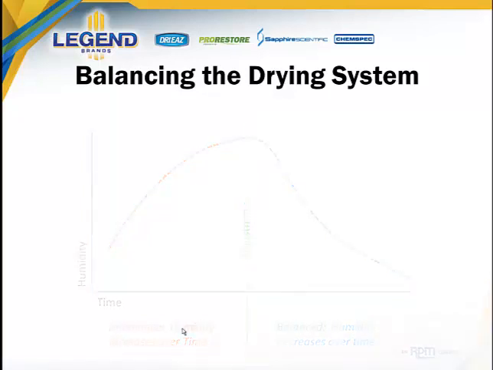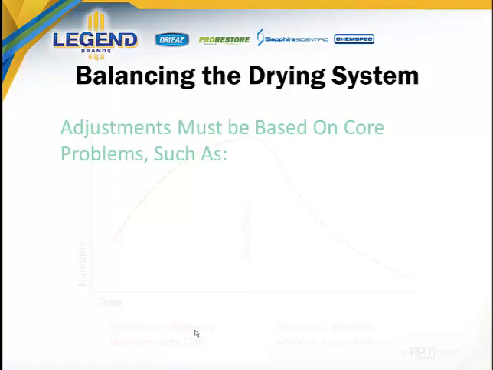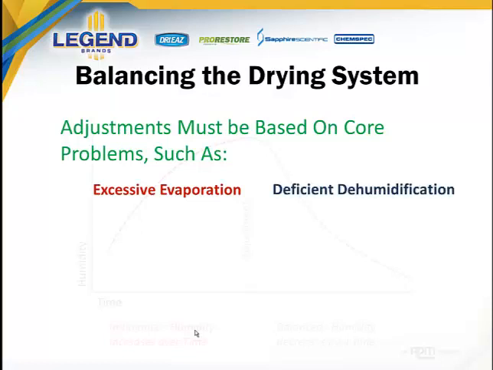There are two reasons or two areas that are going to cause humidity to be increasing at an uncontrolled rate. That uncontrolled increase over time can be due to excessive evaporation, or it can be due to deficient dehumidification. Because most restorers automatically look at the dehumidification side and add dehumidification to address the problem, let's not look at that first. Let's look at excessive evaporation.